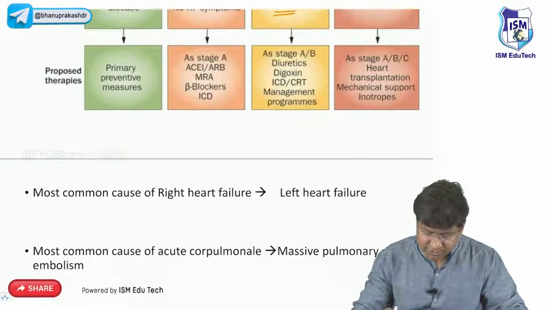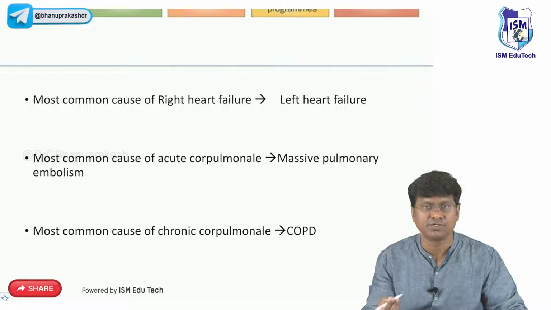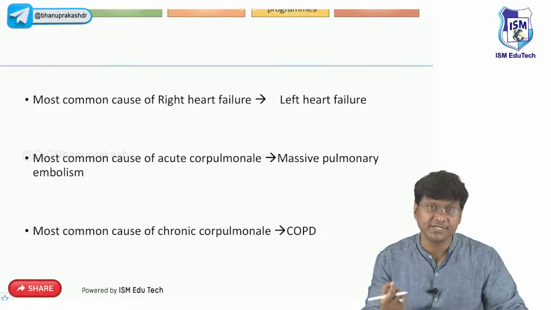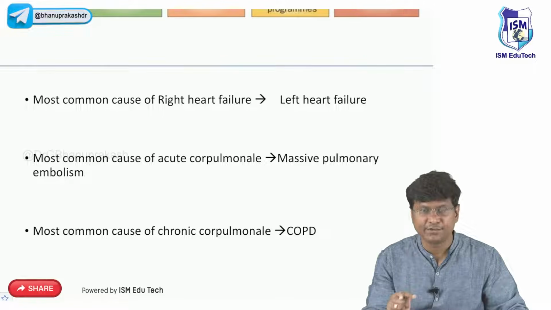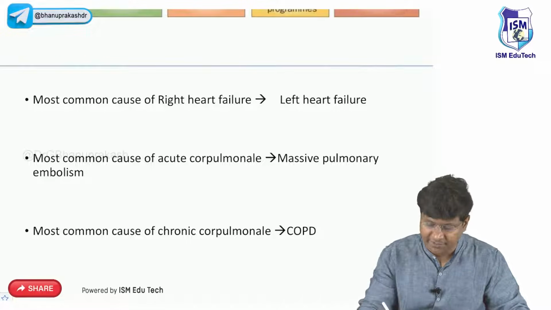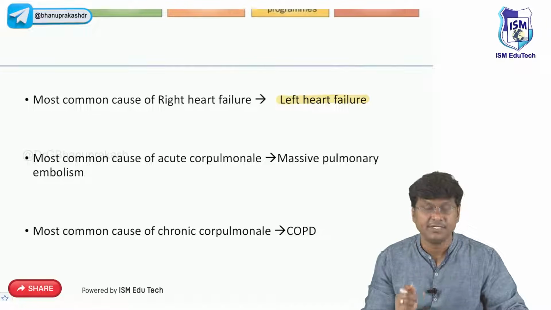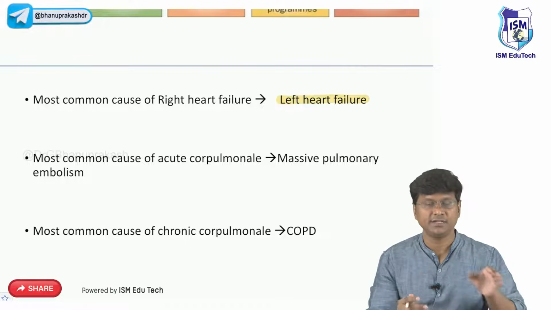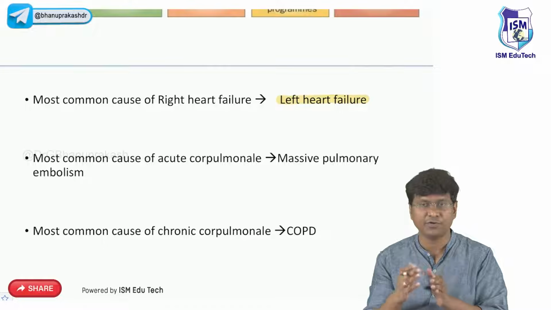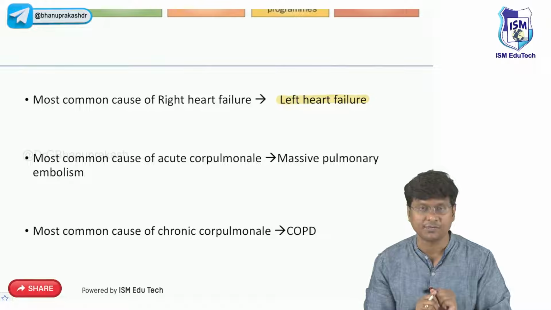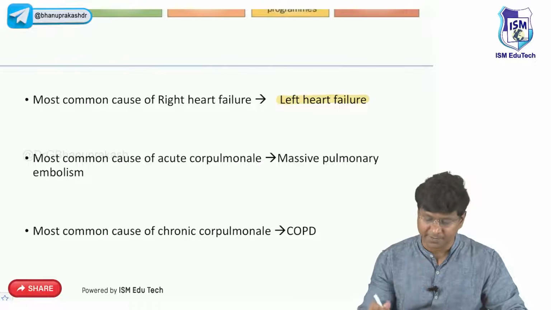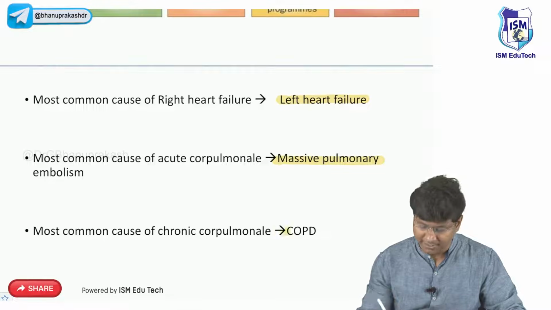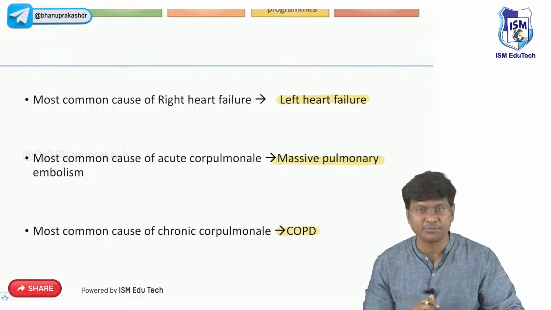Now, if you take the etiology of the heart failure, what do you think is the most common cause of the heart failure? See, left heart failure, we classify that based on ejection fraction. But whereas right heart failure, if you take what is the most common cause of right heart failure, that will be the left heart failure. And next question is, what is the most common cause of acute cor pulmonale? What is cor pulmonale? Initially, there will be right ventricular dilatation, followed by that, there will be right heart failure. That is called cor pulmonale. Most common cause of acute cor pulmonale will be massive pulmonary embolism. Most common cause of chronic cor pulmonale will be COPD, that is chronic obstructive pulmonary disease.